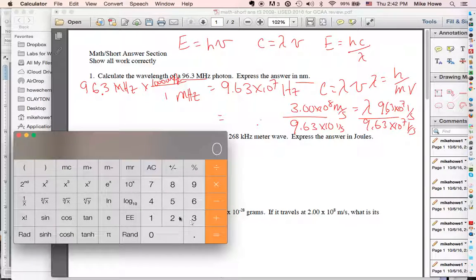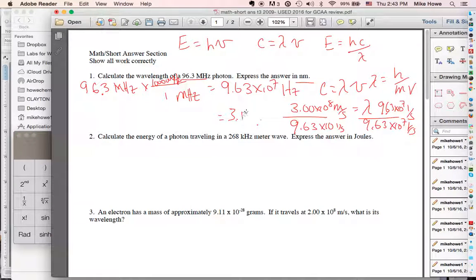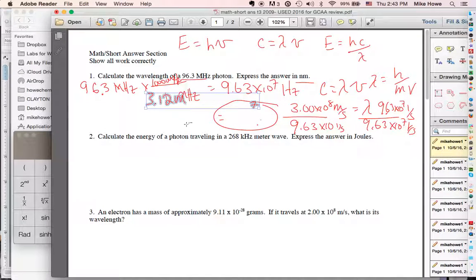Final answer, I'll show you on the calculator here. You've got 3 times 10 to the 8th divided by 9.63 times 10 to the 7th. So the final answer is 3.12 meters. There, a 7 got dropped off of there. There you go. That 7 there is that 7. Final answer, 3.12 meters. Oh, we want the nanometers, though, not the final answer.